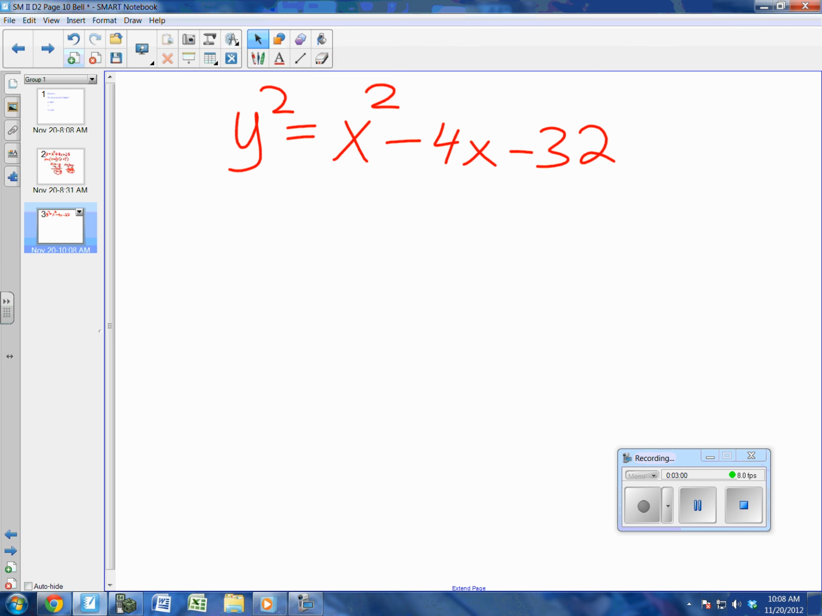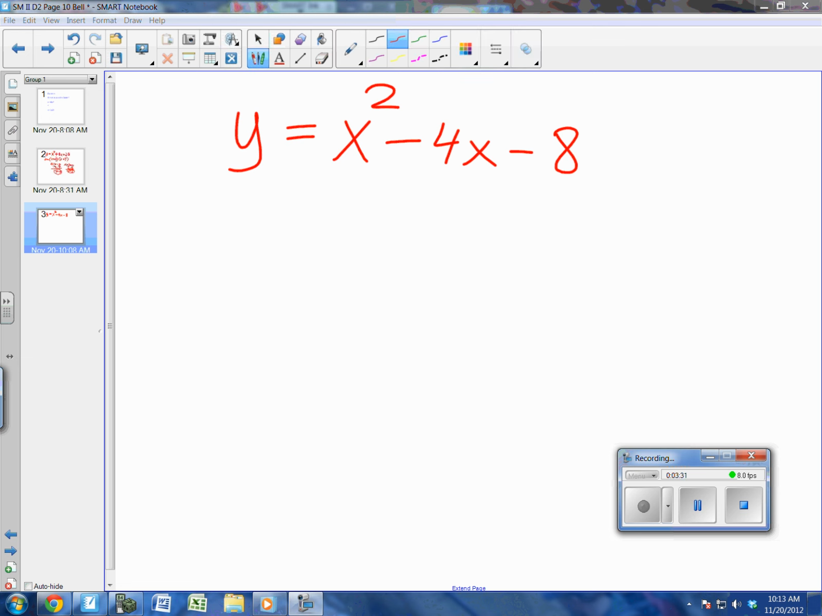Okay, change that. Actually, I'm going to make this one. You guys, I'm going to change this. Okay, change this to a form that you can find the vertex. Okay, here we go. Oh, wait, I got to spin it. See what you guys have.